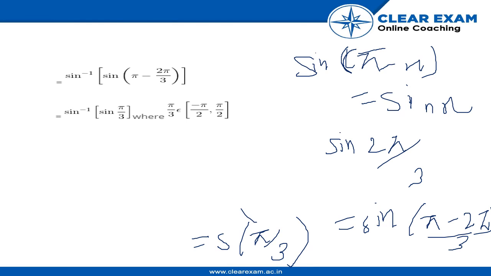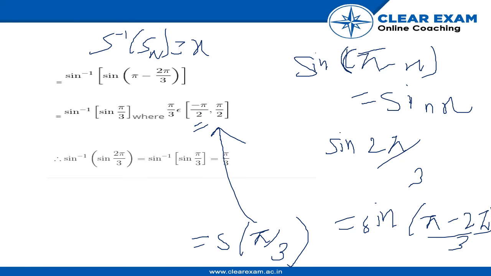Does pi by 3 lie in the range minus pi by 2 to pi by 2, inclusive? Yes, it lies. Then we can apply our formula, that is sine inverse of sine x is equal to x, as our pi by 3 lies in this range, minus pi by 2 to pi by 2. So let us see the next step.